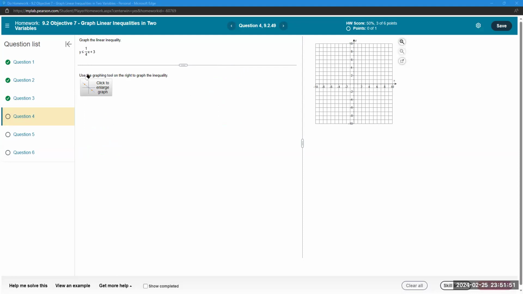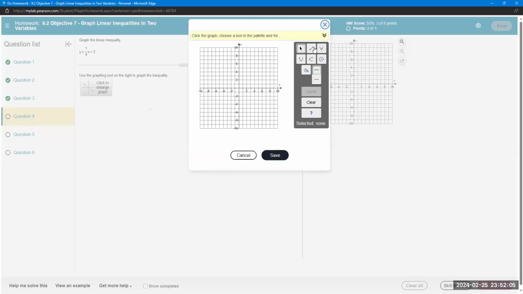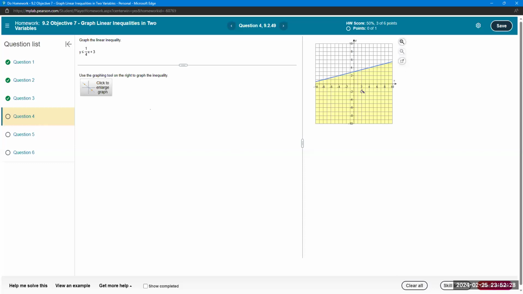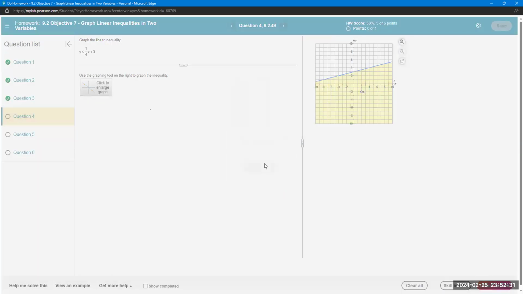All right, again, this one's not a nice one to use the intercept method on. So let's go ahead and graph this with the slope intercept method. So I've got a solid line going through 0, 3. Then I want to go up 1 and right 1, 2, 3, 4, like so. Again, it's a solid line. I'm going to shade below that line because y is less than or equal to that line. Check my answer. Excellent.